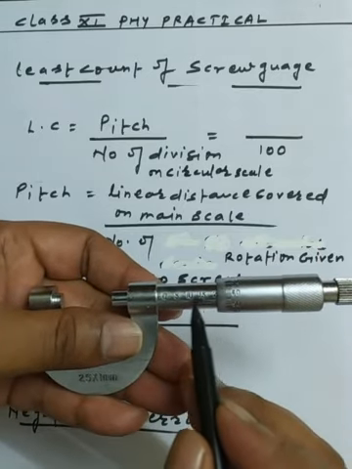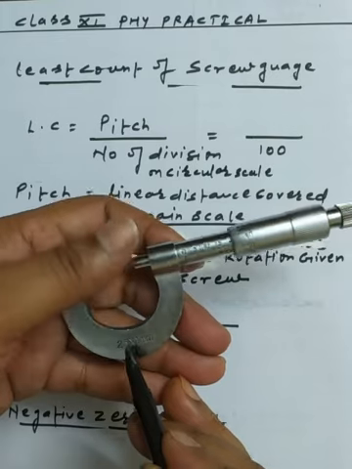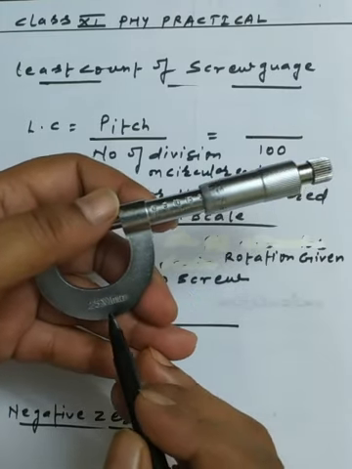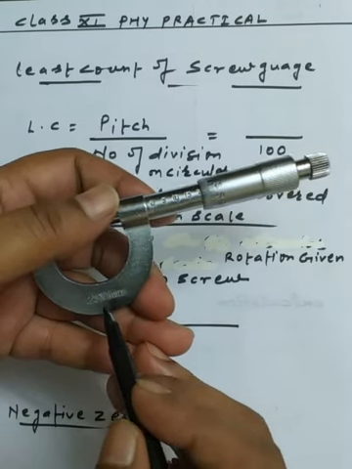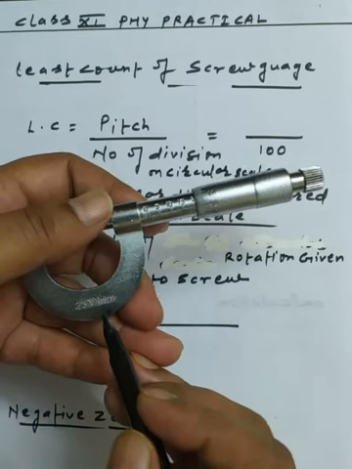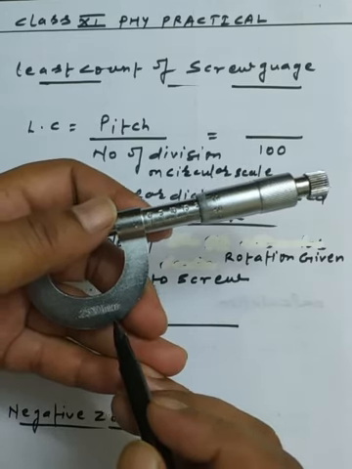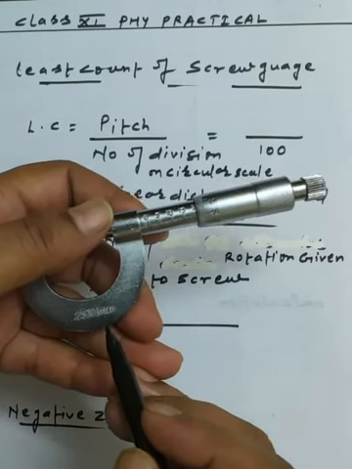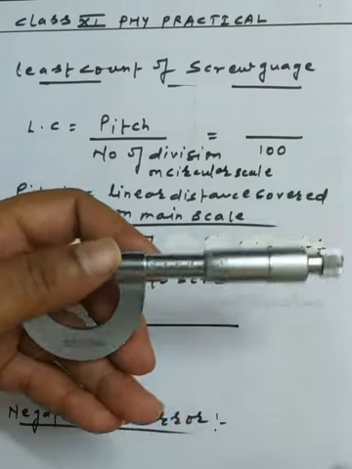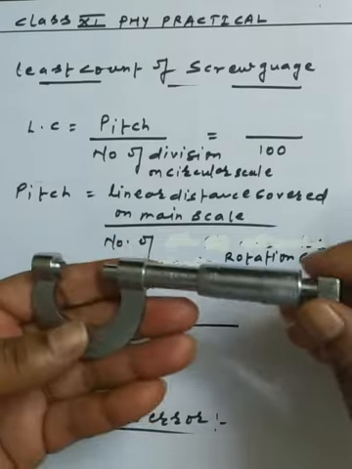And this main scale has the measurement that is written on the metallic portion of the screw gauge, 25 into 1 mm. So each division has a length of 1 mm, and in total there are 25 divisions, so it makes a measurement of 25 mm length. Okay, so how can we proceed with the reading?